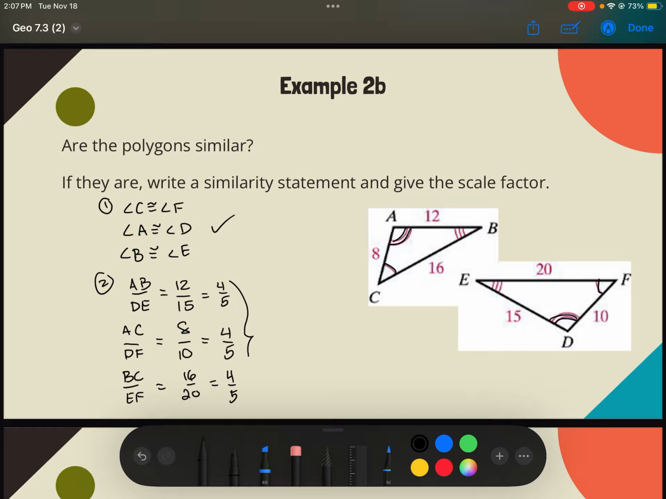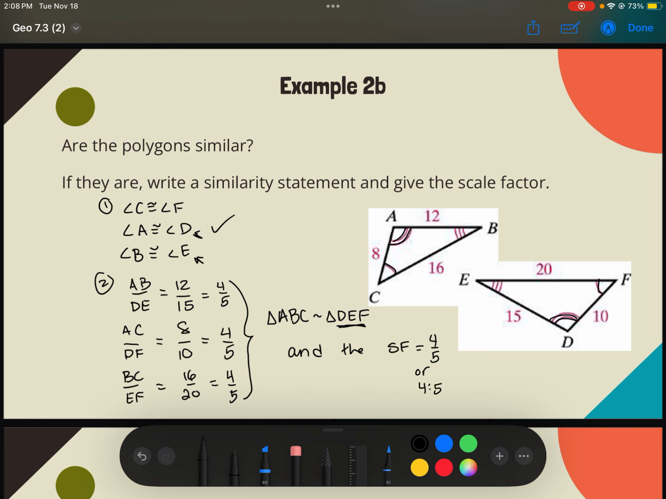So all three of these are equal, which means triangle ABC is similar to triangle DEF. Again, order of letters matters. I know how to order the letters over here because we said that A and D were corresponding and congruent, B and E were corresponding and congruent, so I'm using that order to help me out. And the scale factor is 4 over 5, or a 4 to 5 ratio.